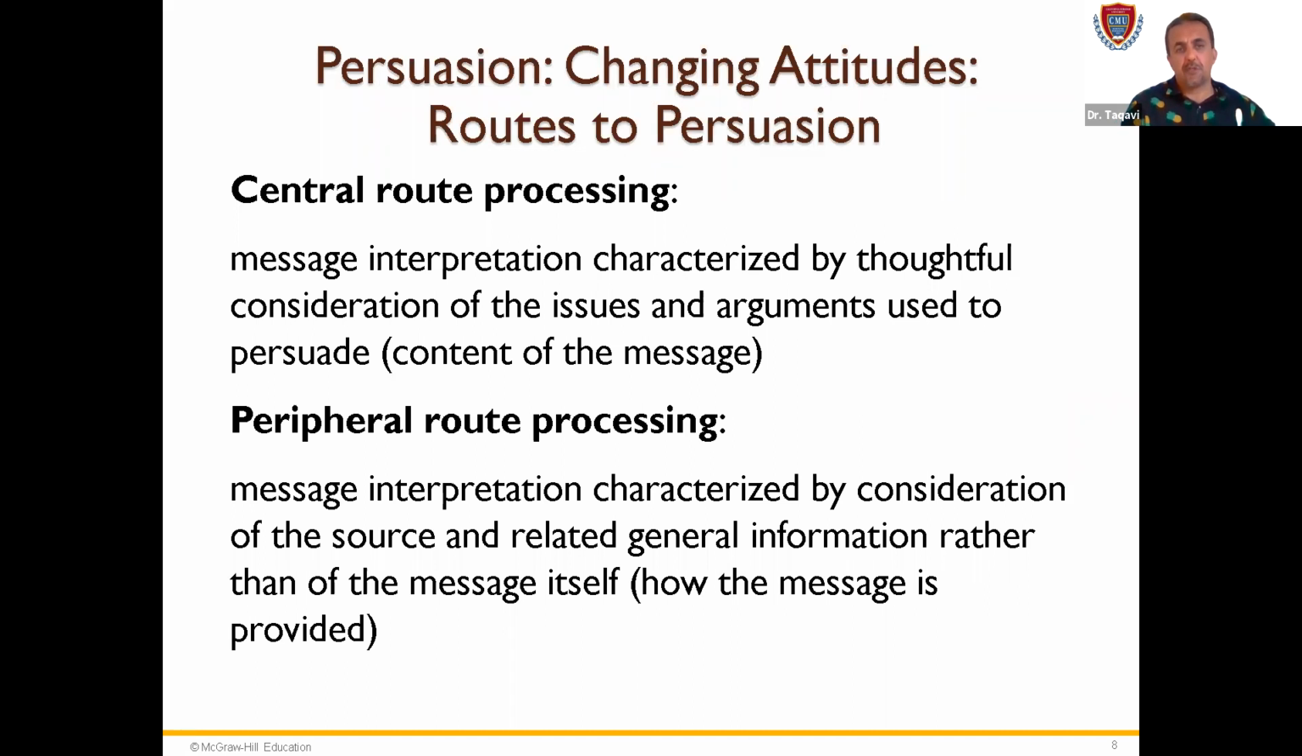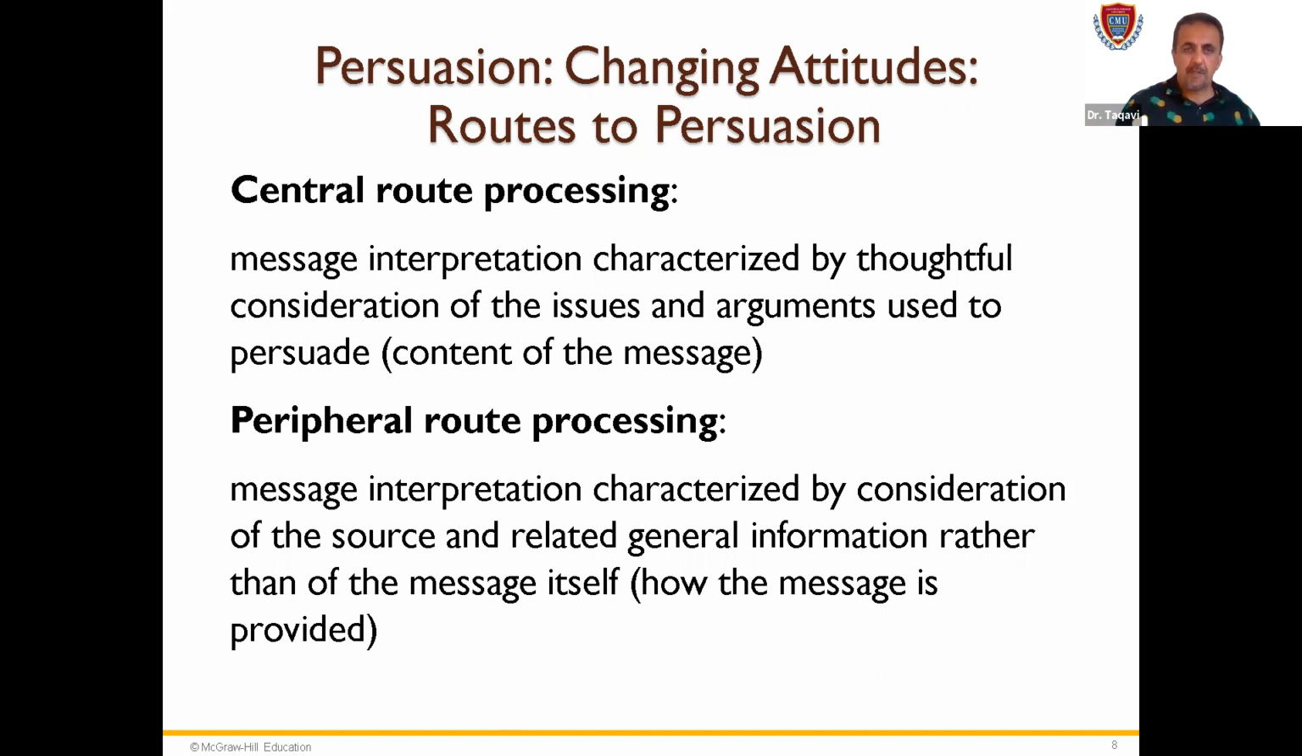Routes to persuasion. We have two routes to persuasion, the central route and the peripheral route. It is something like the nervous system. As you know, we have two types of nervous systems. One, the central nervous system, including your brain and your spinal cord, and the peripheral nervous system, including the nerves out of your brain and spinal cord. Because of that, we can see again here two types of persuasion processing, central route processing and peripheral route processing.